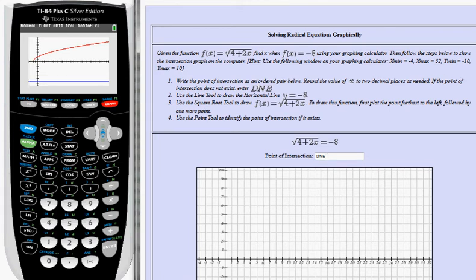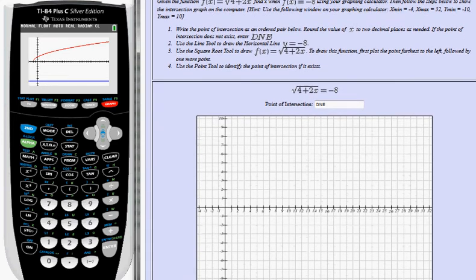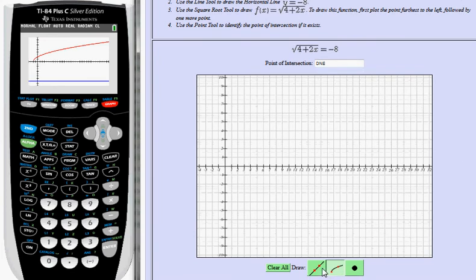But we need to emulate the graphing by following the steps here. So we've done step 1. We wrote the point of intersection as an ordered pair. Well, actually we didn't, because if the point of intersection does not exist, we had to enter DNE. Now we need to use the line tool to draw the horizontal line y equals negative 8. Pretty easy to do. Scroll down below the graph, and you should see this line tool. Click on it to select it.